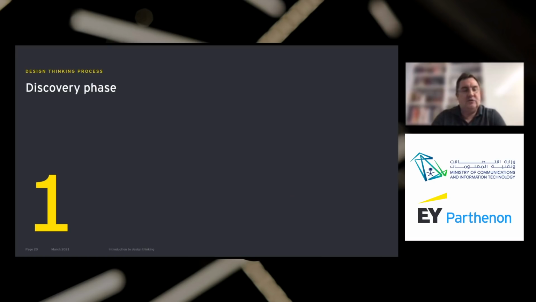The idea here is to time box the overall process within a week to actually come up with an idea for a game without actually spending a lot of time, money or effort. And that's the benefit of the design thinking process. So I'm now going to pass over to Nicole, who's going to walk you through the first phase of this, which is the discovery. Thank you, Mark.